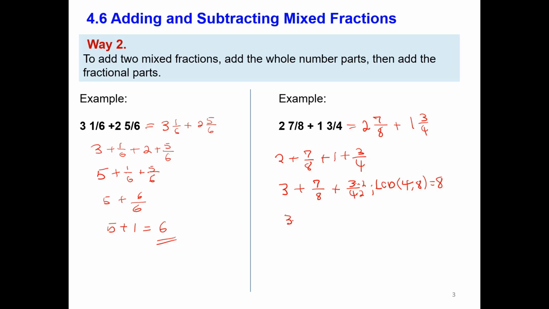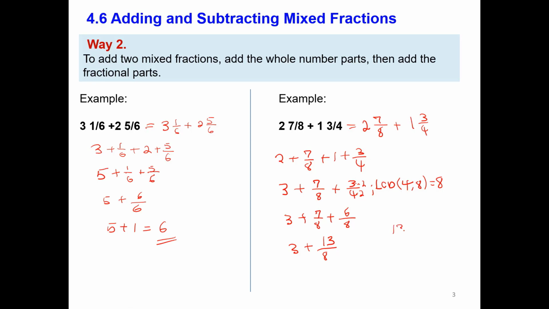Then we have 3 plus 3 times 2 is 6, 4 times 2 is 8. Now we have a common denominator. We keep this one and we add these together. It will be 30. Because this is an improper fraction, we want to convert it into a mixed fraction.